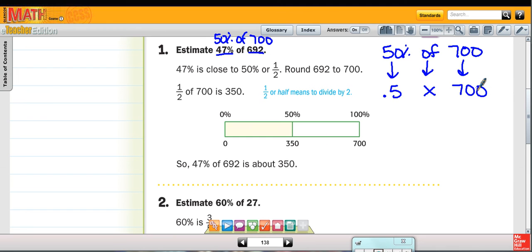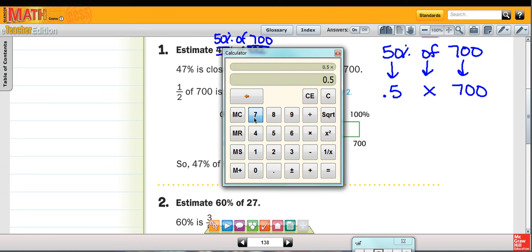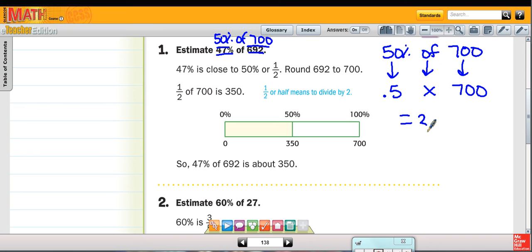Now, most of you are thinking 50%. 50% is the same as half. Could you also be thinking about what's half of 700? Would we get the same thing? Yeah. 0.5 times 700 gives me 350. Does that make sense? Is that a percent? No, because I'm finding the amount that is that percent, right?